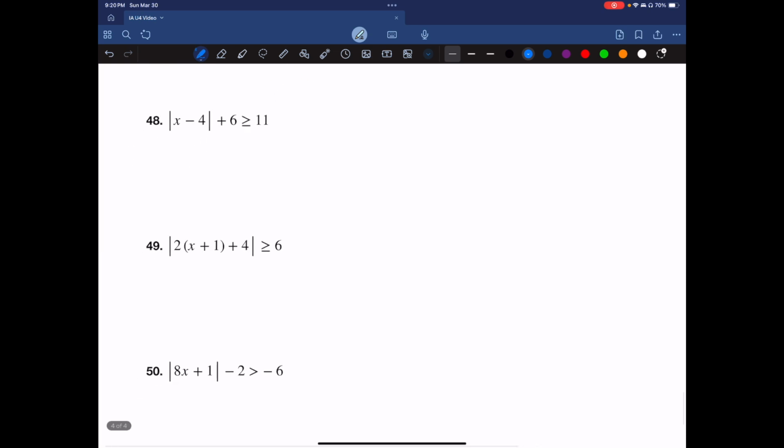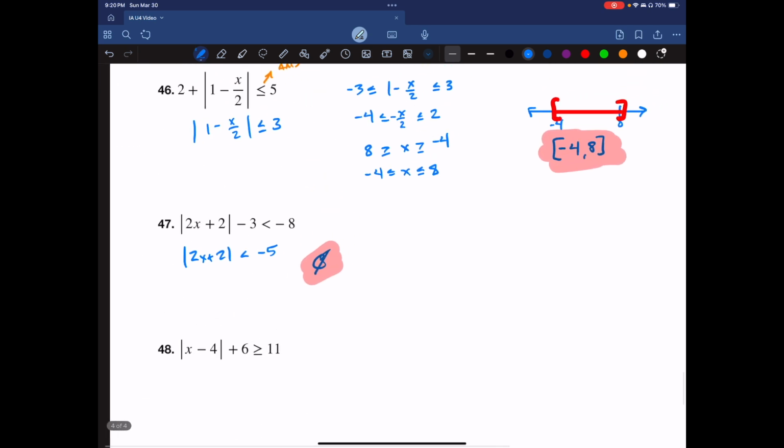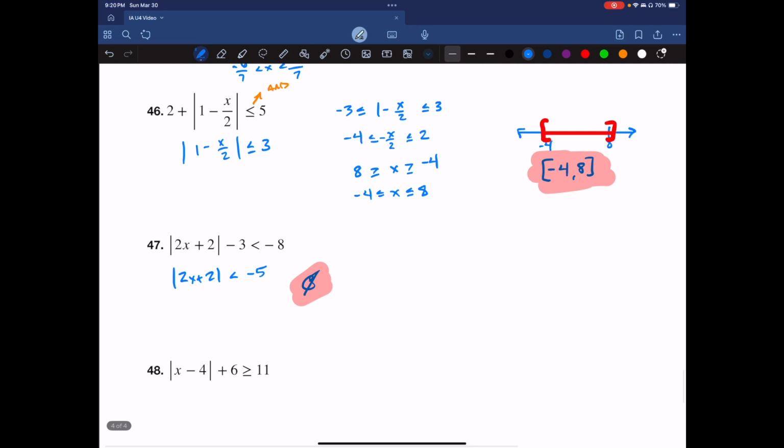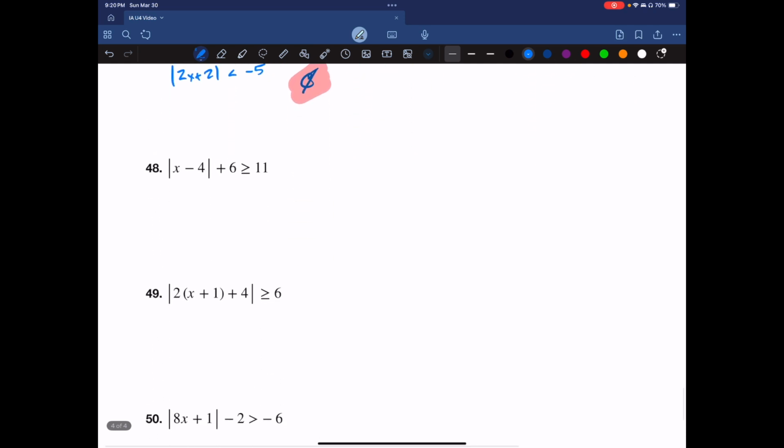Okay, 48. So if you have a less than next to the absolute value, it's an and statement. If you have a greater than or greater than or equal to, then this is an or statement. Okay, so that changes things slightly. This is going to be the absolute value of x minus 4 greater than or equal to 5.